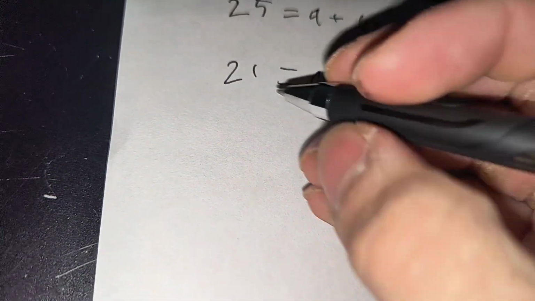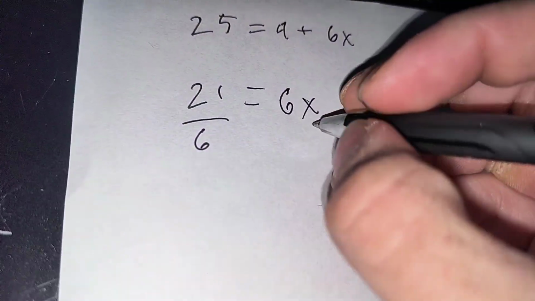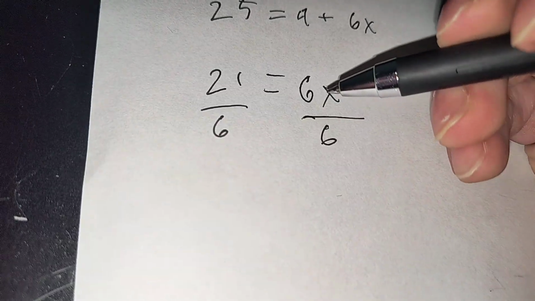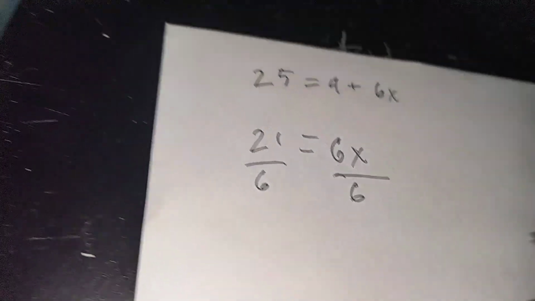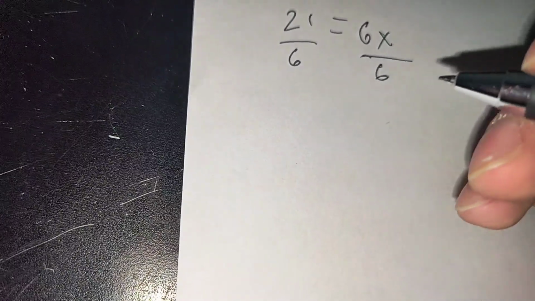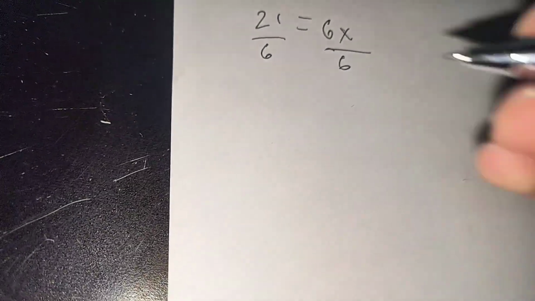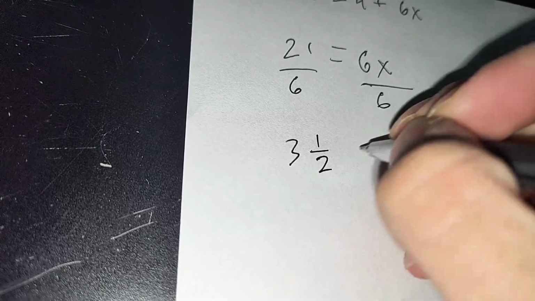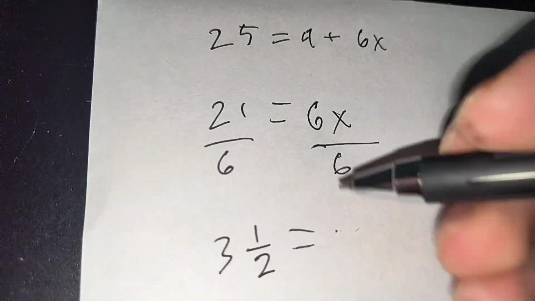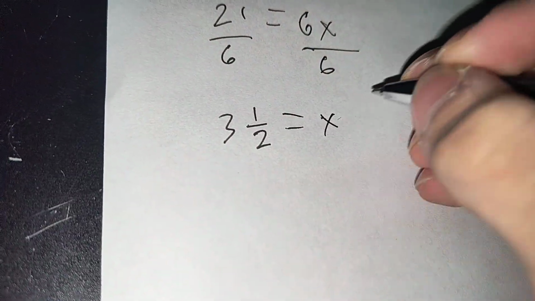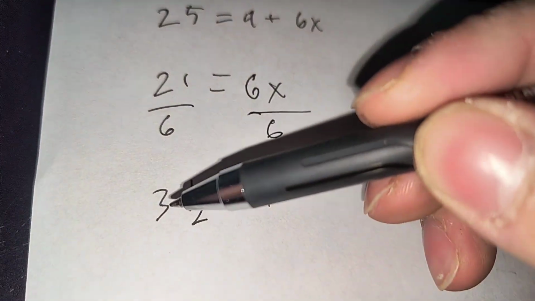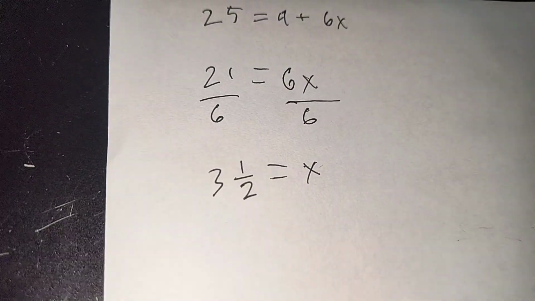And then what we do is we divide both sides by 6, because we do the opposite operation. Here we're multiplying this by 6, but now we're going to divide it by 6. 21 divided by 6 is 3 with a remainder of 3, I believe. So that's 3 and 1/2 is equal to, and then this divided by 6 is just going to be x. So x in this situation is 3 and 1/2.